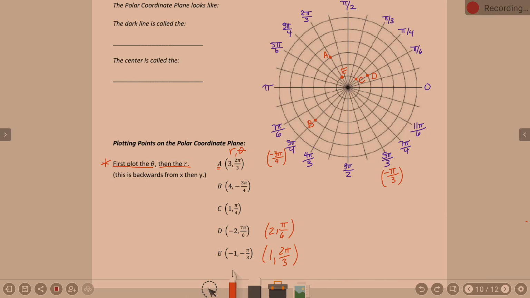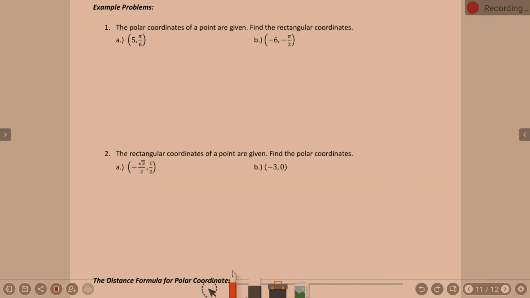Okay. Ready for the back page? Top of the back page. We are being asked to convert back and forth. Here's polar coordinates, make them rectangular. Here's rectangular, make them polar.